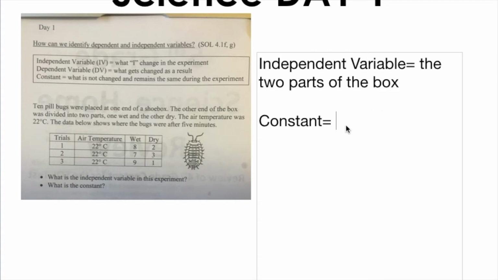Now we need to figure out what the constants are. What does not change throughout the experiment? The air temperature is 1. It stays 22 degrees Celsius throughout the experiment. The type of bugs is another. These are 2 constants in the experiment.